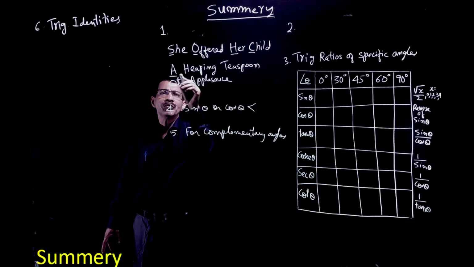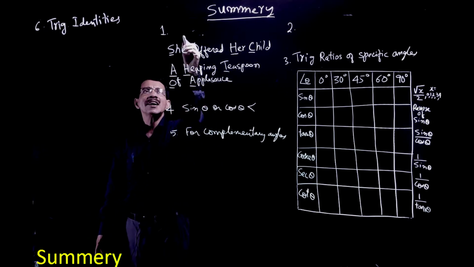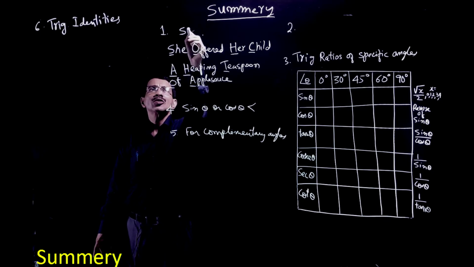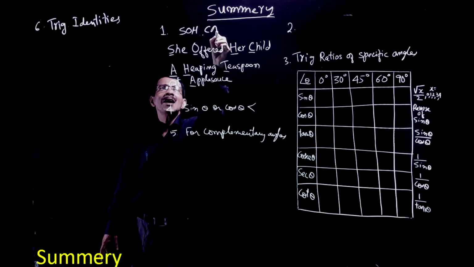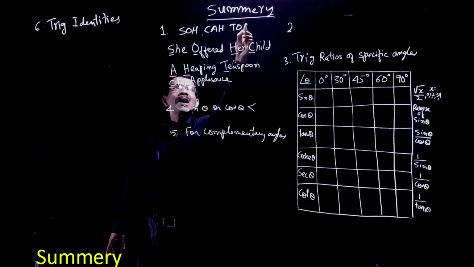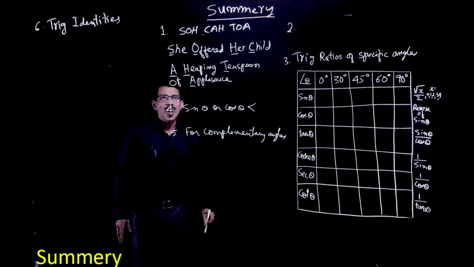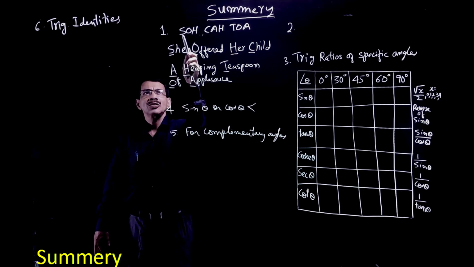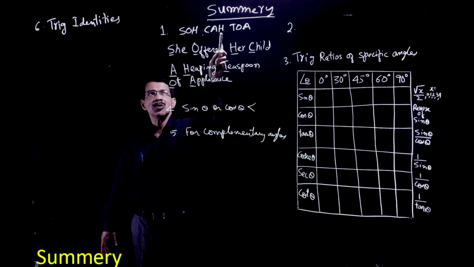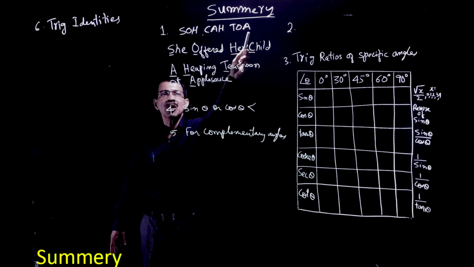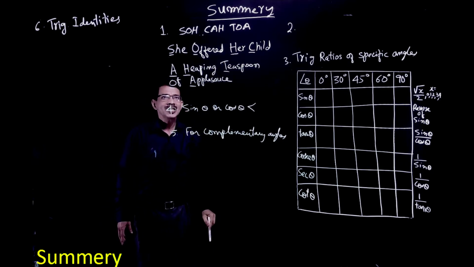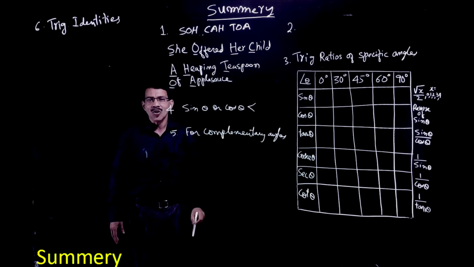So, you take out the first letter of each and every word and you will get this word: soh cah toa. It is soh cah toa. Sine is equal to opposite upon hypotenuse, cos is equal to adjacent upon hypotenuse, and tan is equal to opposite upon adjacent. This is how you have to remember sine, cos and tan.